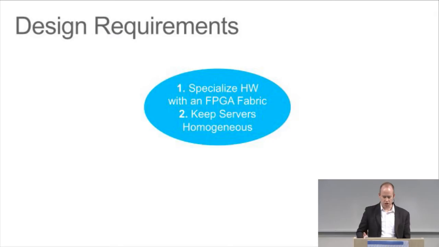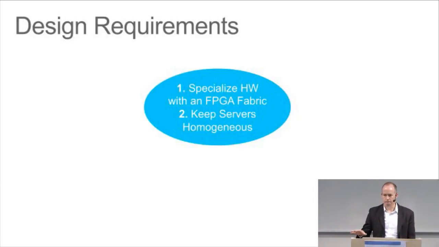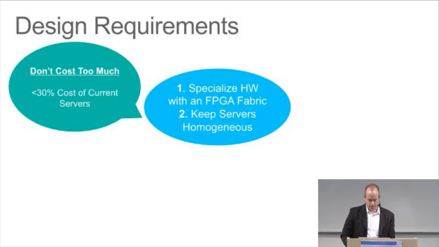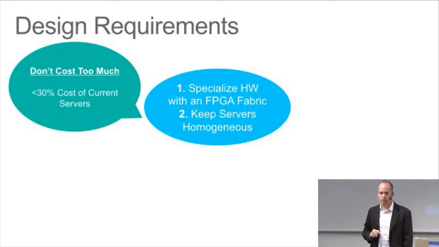Okay, so if you think about our design requirements when we set out on this project, we want to specialize our hardware with an FPGA fabric that I'll describe on the next couple slides, and we want to keep the servers homogeneous. We want them to all look the same. It can't cost too much. This isn't a tight bound, it's a loose bound, but I don't want it to cost more than 30% the cost of the server for this hardware. And I need to provide a positive return on investment. So if my target is 30%, I need to provide more gain than 30% in cost.